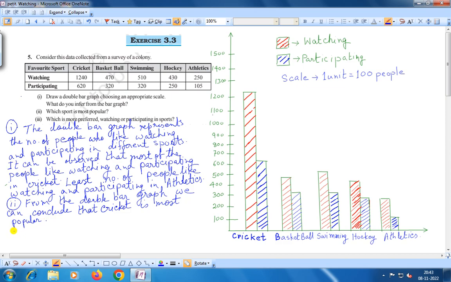Now question number 3. You also see from the graph that cricket has the longest bars, this one for watching and this one for participating. Which is more preferred, watching or participating in sports? Here you see all the bars that are in red, this one and this one, are for watching.